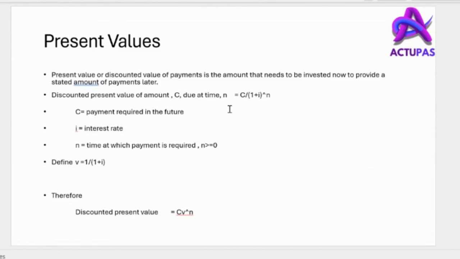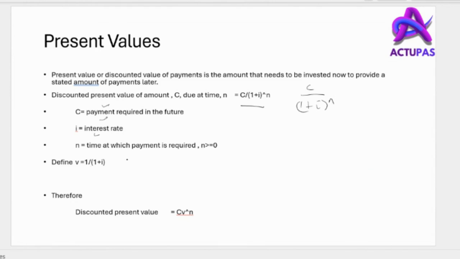For example, you want to get 5,000 in 5 years, and you know that the interest rate that you are going to earn from the initial capital is maybe 5%. What you want to determine is how much should you invest now for you to get that 5,000 in the future. So the discounted present value at time n is equal to C divided by 1 plus i to the power n, where C is the payment required in the future, i is the interest rate, and n is the time at which payment is required.